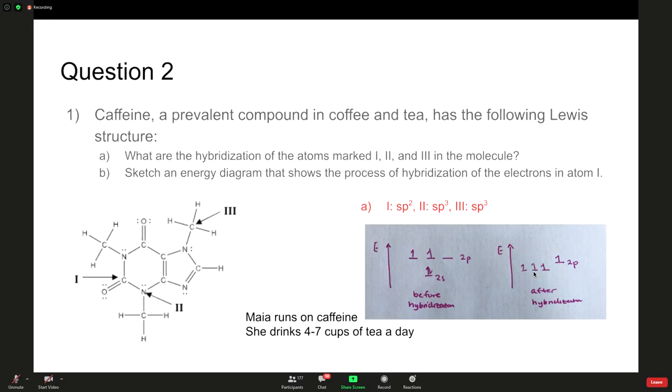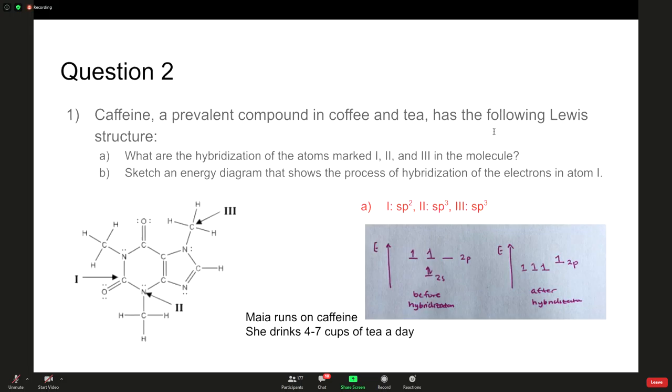The way I like to think about this, I think I might have misspoken, was just that these are the sigma bonds. So right here in each double bond, there's one sigma bond, one pi bond. In a triple bond, there's one sigma bond and two pi bonds. But basically these represent each of the sigma bonds. So the CN bond here, CN bond here, and CO bond here.